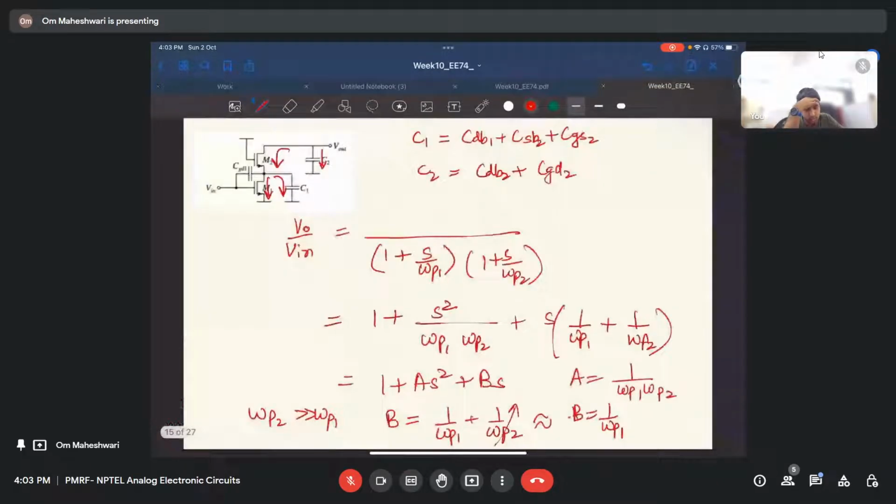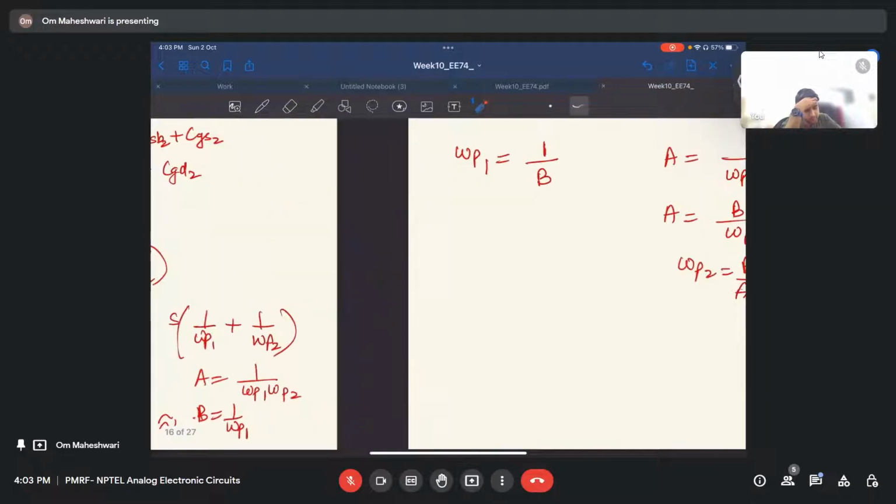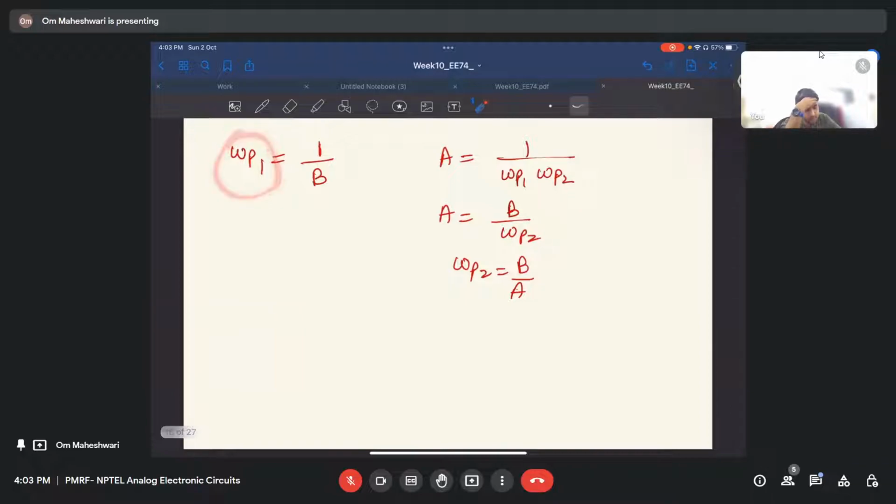So what you have to do is solve for VO by V in, then make the equation in this form, 1 plus a s square plus bs. Then you can simply estimate omega p1 as 1 by b and omega p2 as b by a. Okay. And then you have to find, I think, the ratio.